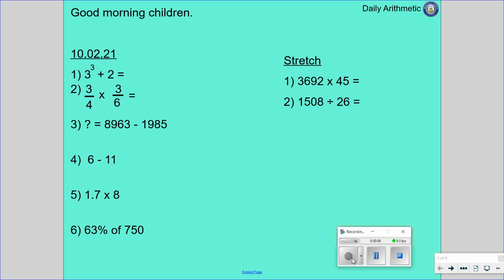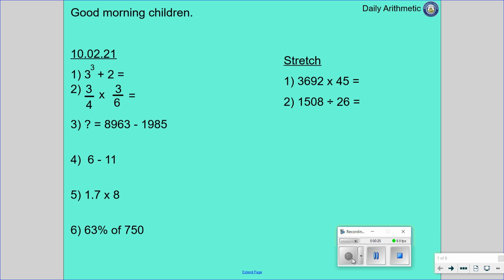Today we are continuing looking at time, but we're taking it one step further, and today we're going to be looking at timetables. Before we go into the main part of our lesson though, we have got our 6 arithmetic questions. So pause the video now and have a go.